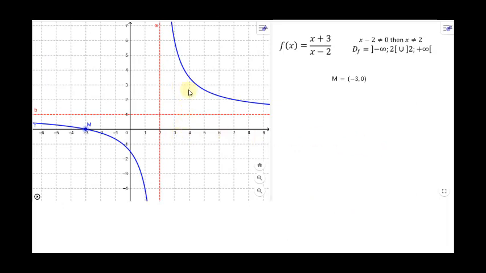Now consider the curve of this function f. This function has a horizontal asymptote. It is a horizontal line passing through 1. Then it has equation y equals 1. But what does this mean graphically?